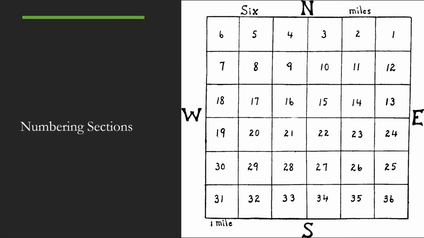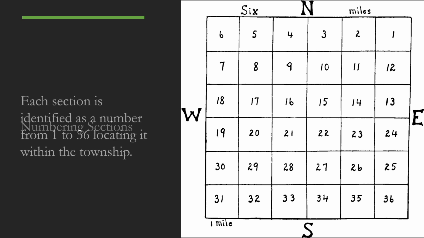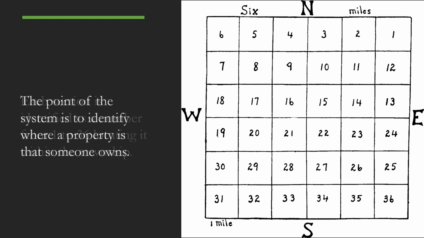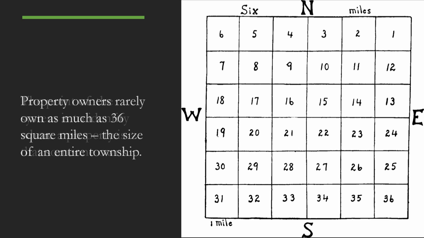Numbering sections. Each section is identified as a number from 1 to 36, locating it within the township. The point of the system is to identify where a property is that someone owns. Property owners rarely own as much as 36 square miles, the size of an entire township.